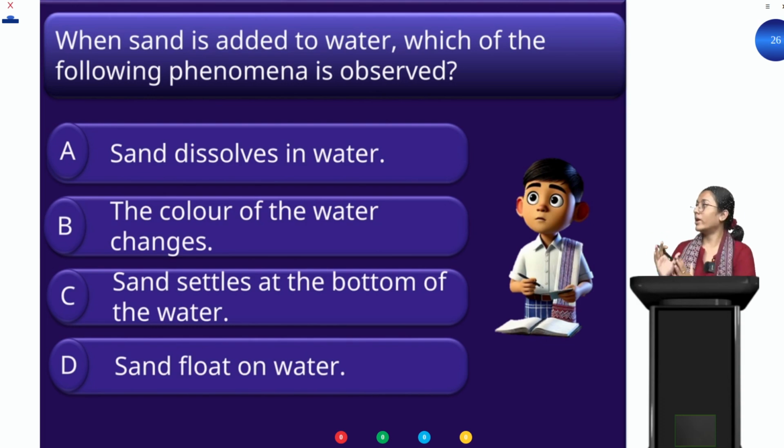Try to answer everyone. When sand is added to water, if we try to mix sand with water, which of the following phenomena is observed? Will the sand dissolve in water, or the color of the water will change, or the sand settles at the bottom of the water, or sand floats on the water? What will happen? I am extending the time. Try to answer everyone, okay? What will happen?